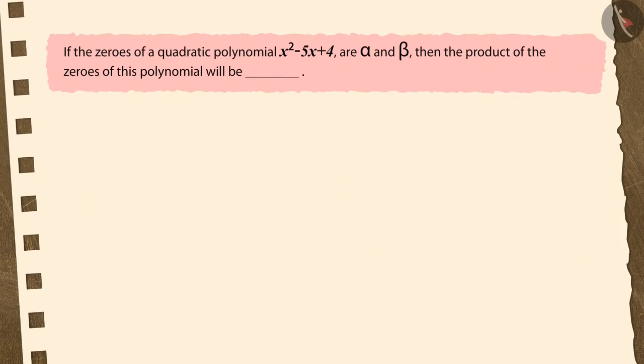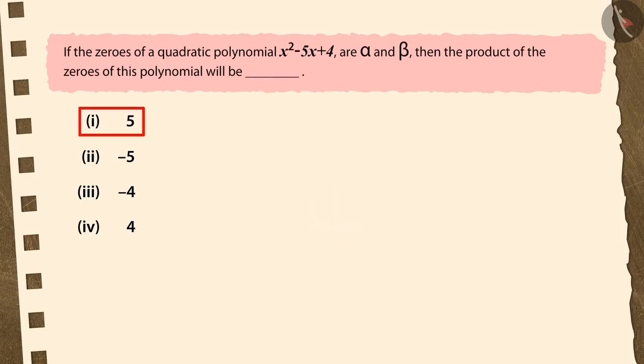If the zeros of a quadratic polynomial x square minus 5x plus 4 are alpha and beta, then what is the product of the zeros of this polynomial? 5, minus 5, minus 4, 4. To solve this question, pause the video and then match your answer.